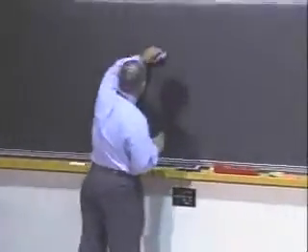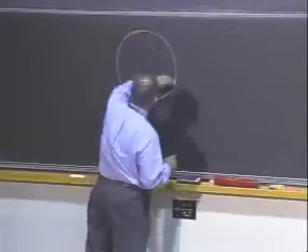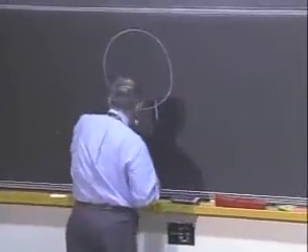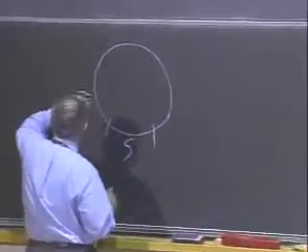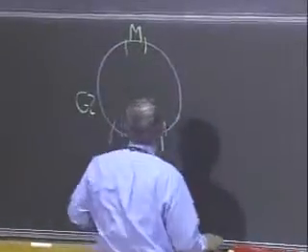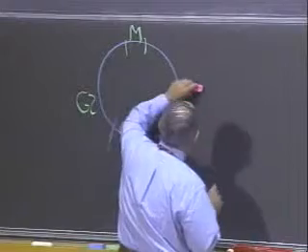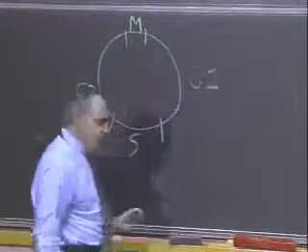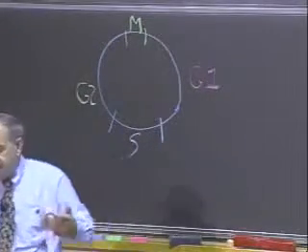So let's say here is, I'm going to redraw the cell cycle. Here's S phase. G2, I'm drawing it again. Here's M. And here's G1. And now what we can do is we'll add a DNA synthesis inhibitor.